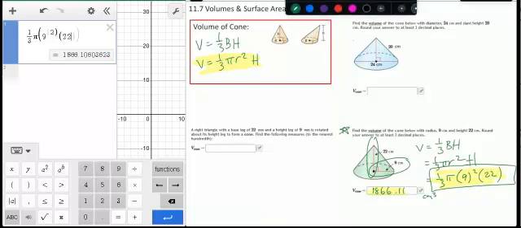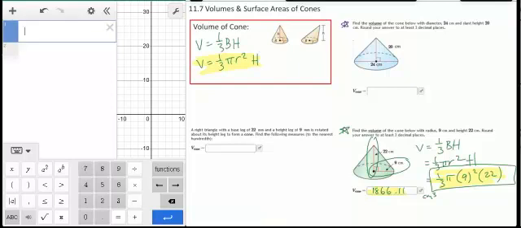All right, there will be times that you have to do some other manipulations to get the measurements required for the formula. And so try this second problem here to the right. See if you can find what's the volume of that cone with a diameter of 24. And this is called a slant height. And a slant height is designated with an L.